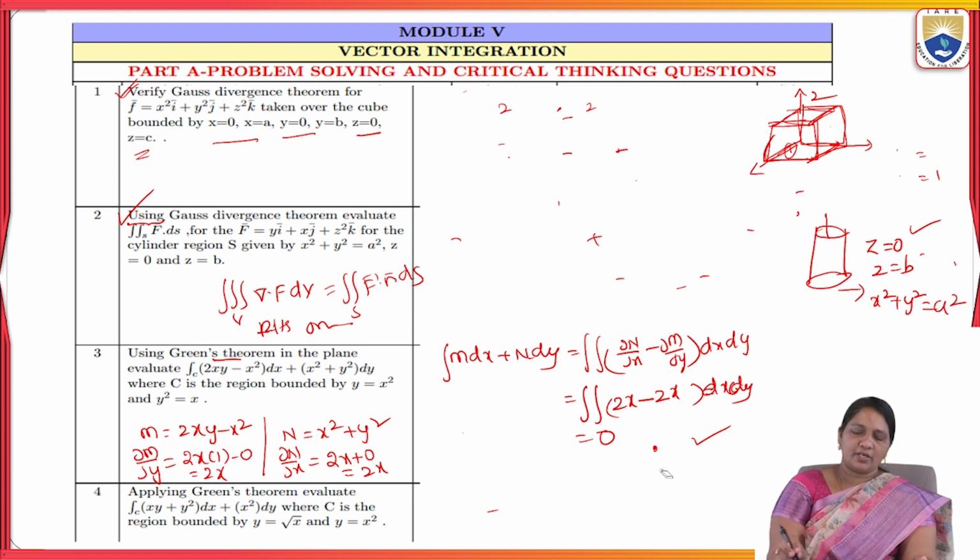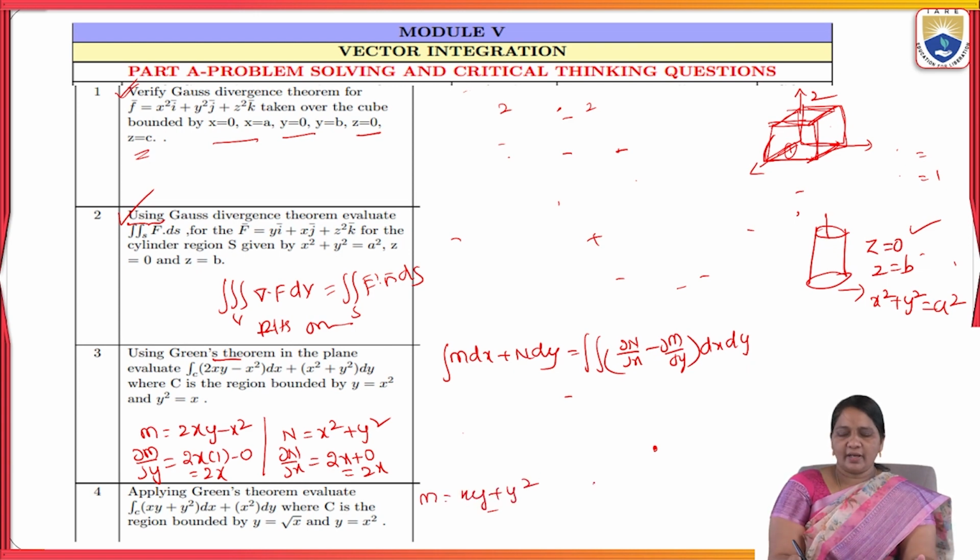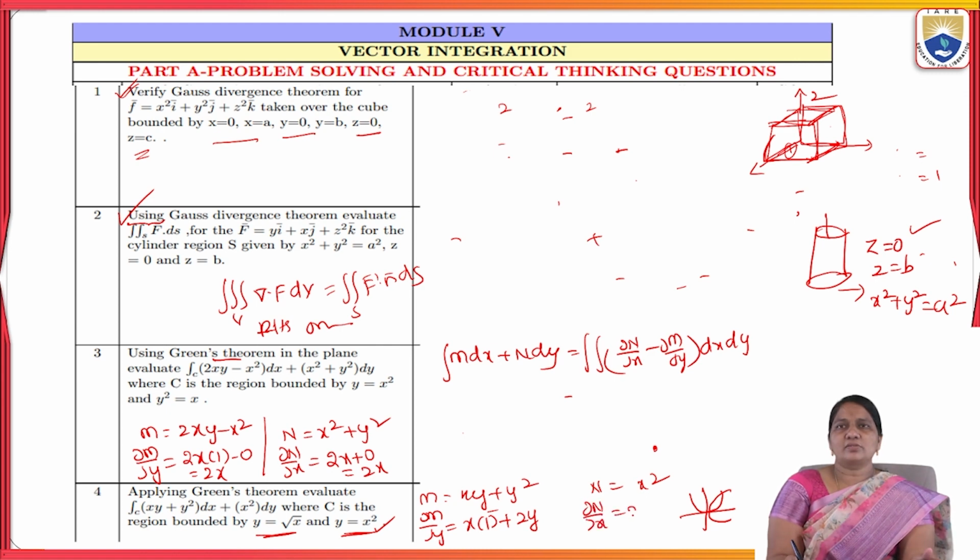In the same way, we can observe here, the fourth problem: apply Green's theorem to evaluate. So here, what is the m value? So m value is xy plus y square and n value is x square. Here they are given y equal to root x and y equal to x square. In the same way, for the graph, we are going to get the same graph to get the limits of x and y. So here dou m by dou y is x into y value is 1 plus y square derivative is 2y. And here dou n by dou x: x square derivative is 2x.